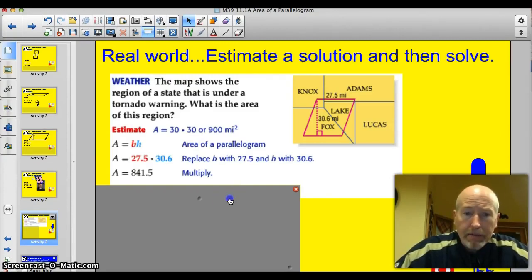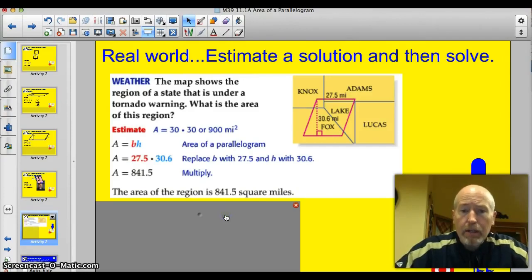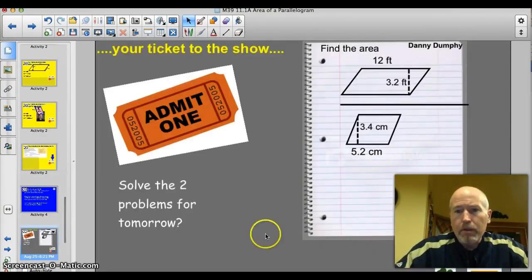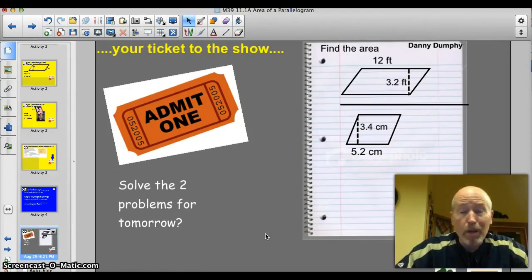All right, very good. Don't forget, we have to add the label. The region is 841.5 square miles. Kind of a tough one, but it just shows you how these things are used in the real world. All right, let's get to the ticket to the show. Find the area of these two parallelograms, and I'll pause for a second just so you can freeze the screen. Okay, have those ready? That will be your ticket to the show for tomorrow.